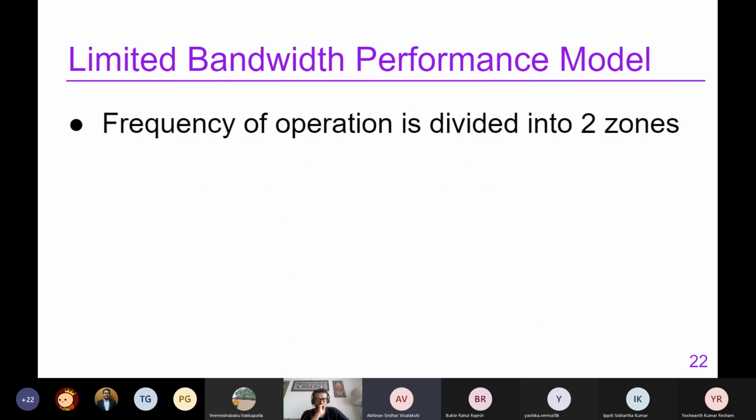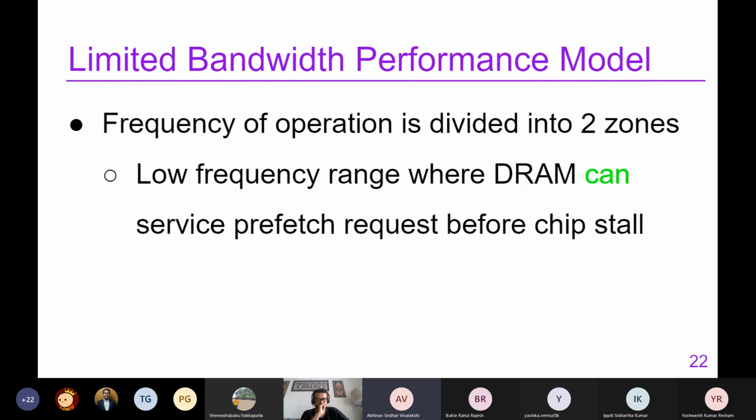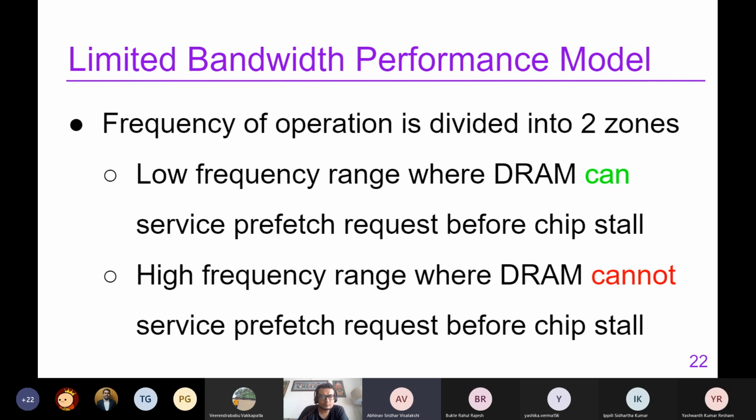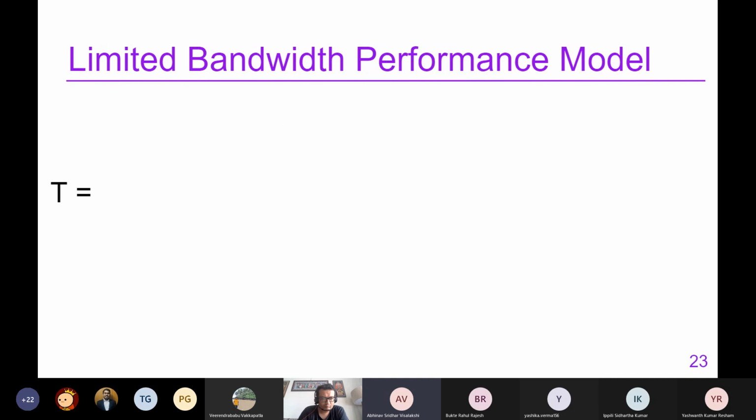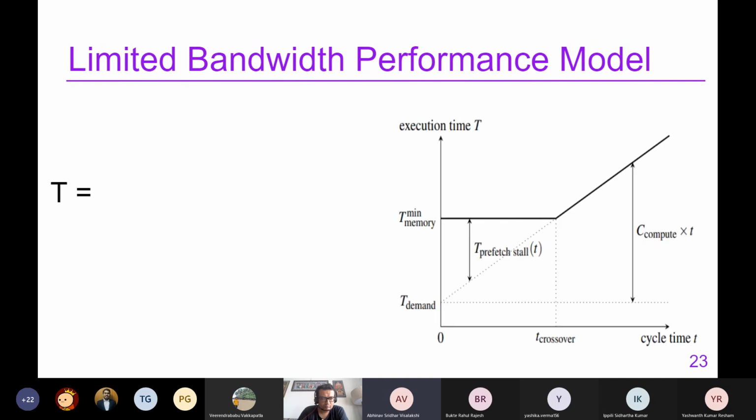Over here, they divide the frequency of operation into two zones. The first zone is the low frequency zone where DRAM can service prefetch requests before the chip stalls. And the second one is the high frequency zone where DRAM is not able to service the prefetch request before the chip stalls. So over here, I'm going to model this as a piecewise linear type algorithm, similar to what DVFS showed.